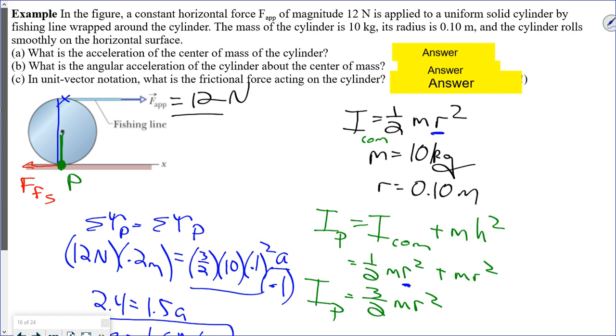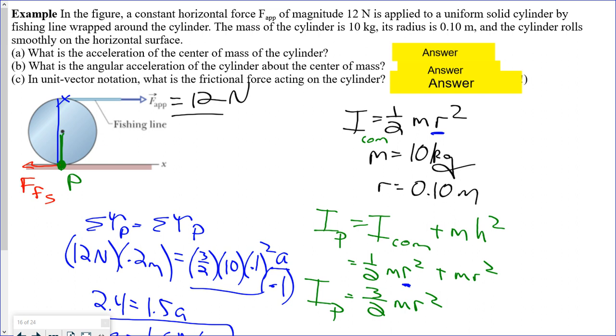So let's go back and do this again, using the other pivot point. And something really weird happens. All right, so here we go.